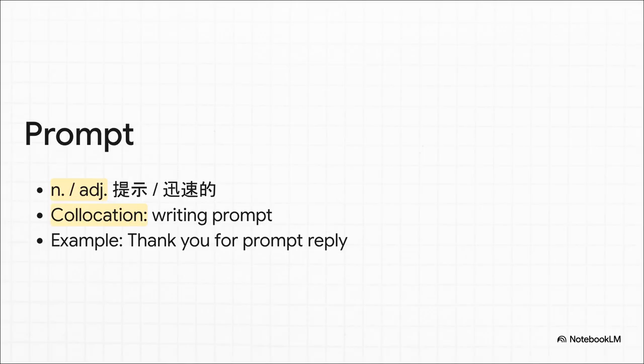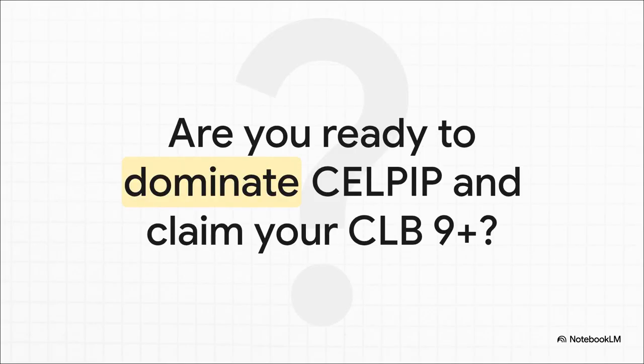And just like that, we've systematically broken down all 16 core interface terms in this explainer. By mastering this specific vocabulary, you eliminate that test day panic, you navigate the digital interface like a true professional, and you pave the way directly to that CLB 9+ score. You've got the tools, you understand the Canadian context, and you know the exact exam traps to avoid. So the only question left for you today is, are you ready to dominate the CELPIP system?